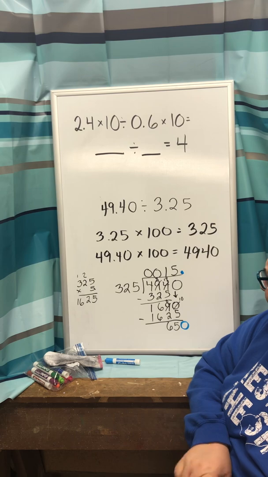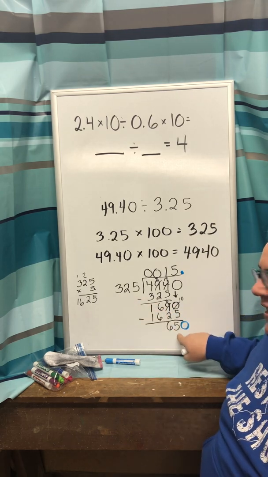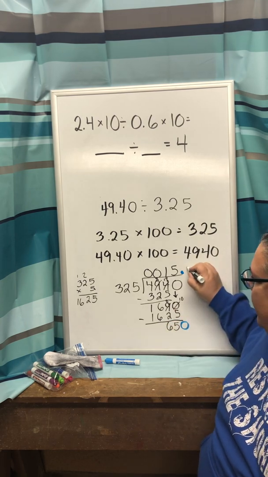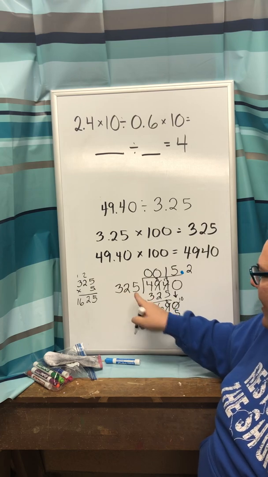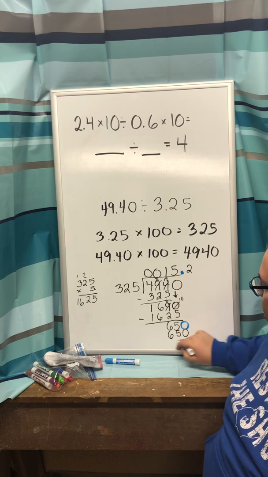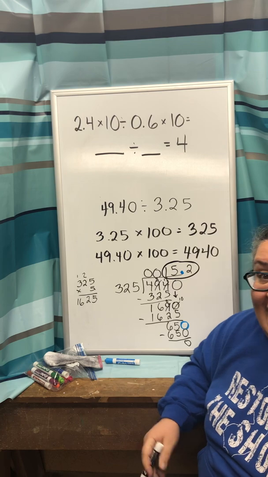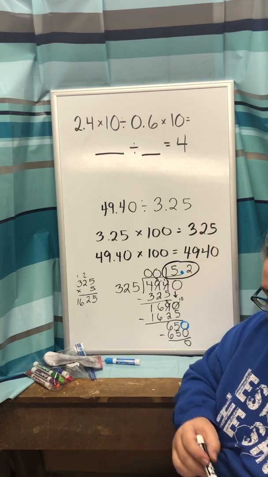So I'm thinking about how many 325s fit into 650, and by looking at it I can tell that if I just double it, so times 2, I know that 3 doubled is 6, 25 doubled is 50. That's going to give me an exact answer. So my final answer is going to be 15.2. That was for number 4.